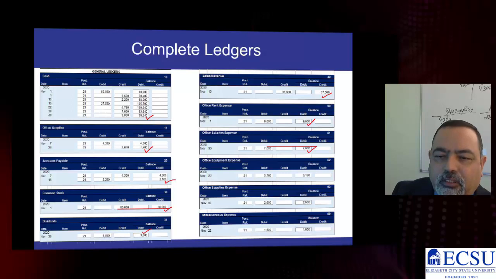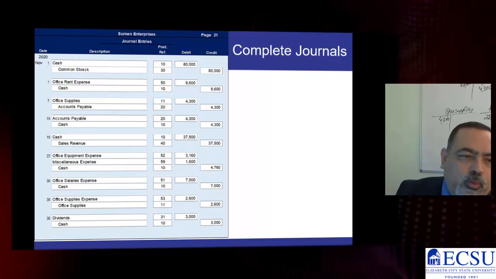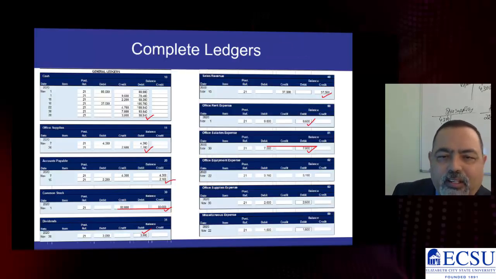So if someone were to ask you, what is the total amount of sales revenue? If you have only the journals, then I have to go through and look at it. Okay, where is the sales revenue? This is one. Anything else? No. So now I can say, okay, the sales revenue is 37,500. But if I have a ledger, a separate account for sales revenue, then I can just look at that and see that 37,500.